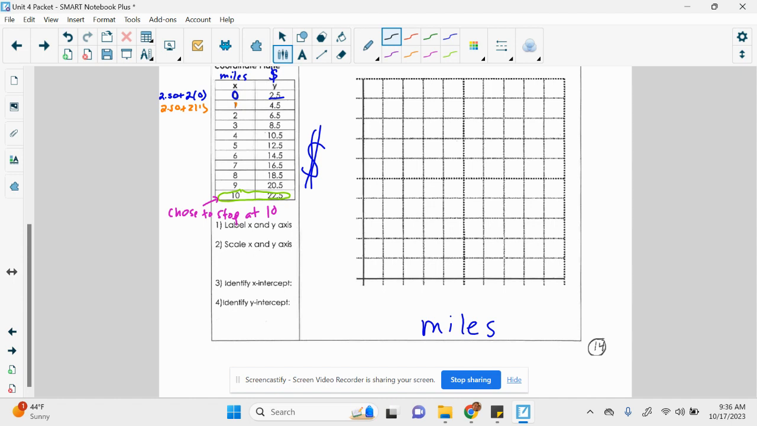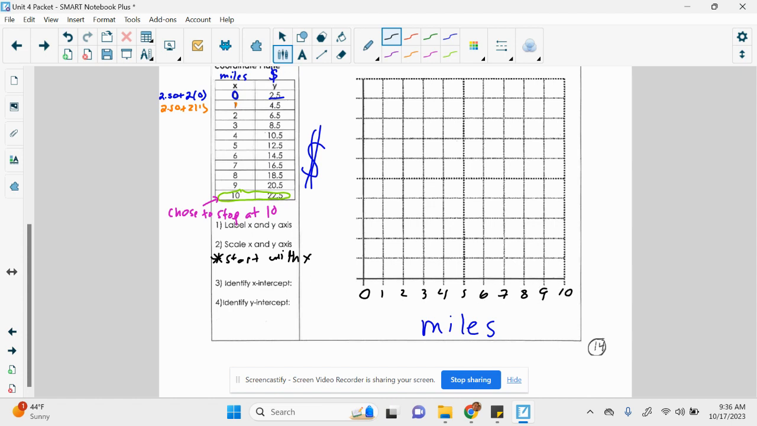All right. Then we need to scale our X and Y. Here's the deal. We always start with X. Some people are like, why do you start with X? Well, X's are really easy, all right? My miles that I chose were 0, 1, 2, 3, 4, 5, 6, 7, all the way to 10. So I'm going to list my miles out here. 0, 1, 2, 3, 4, 5, 6, 7, 8, 9, 10.